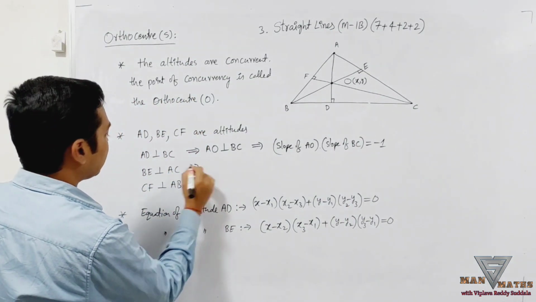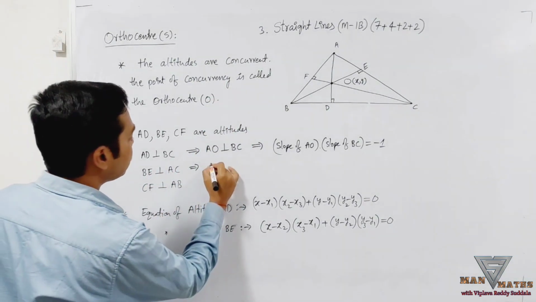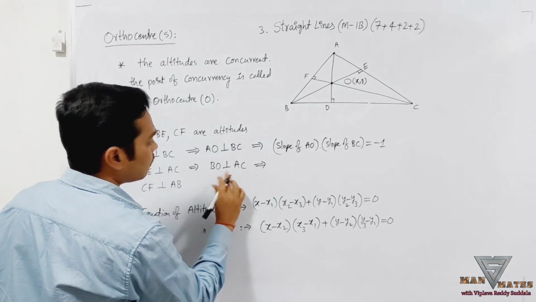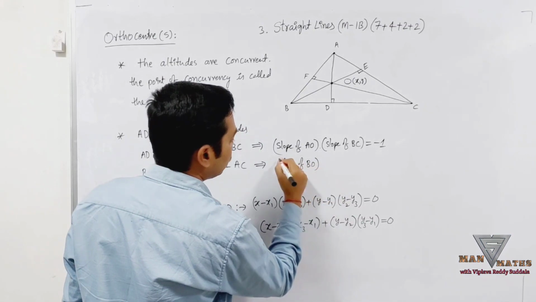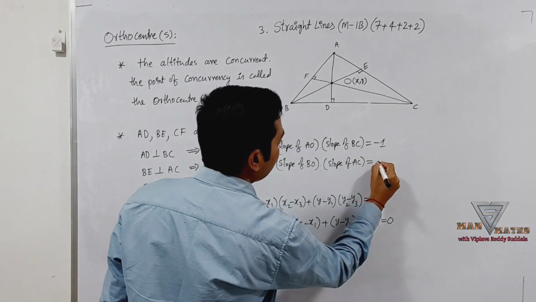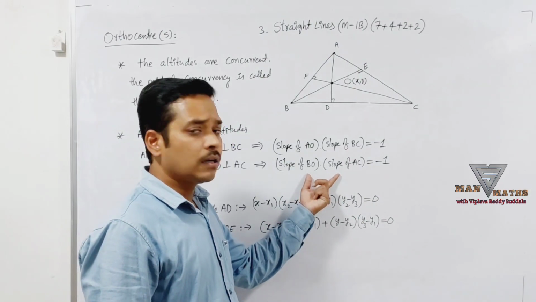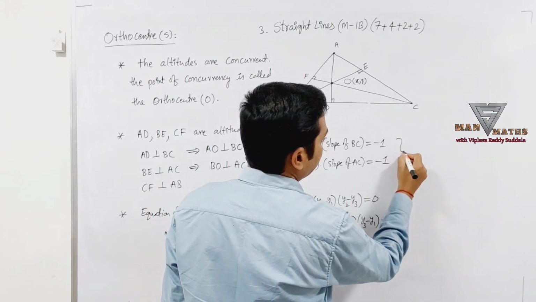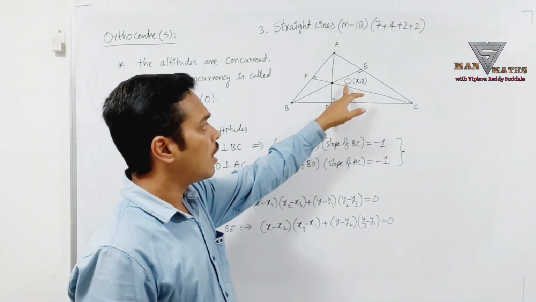Similarly, the second altitude BE is also perpendicular to its opposite side. BE is perpendicular to AC means BO is also perpendicular to AC. These two line segments are perpendicular, which means slope of BO into slope of AC is equal to -1. By simplifying this condition, we get one more equation in terms of x and y. Solving these two equations, we get the x, y value. x, y is nothing but the orthocenter.